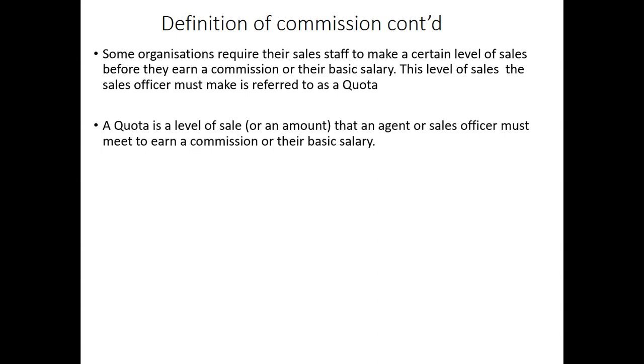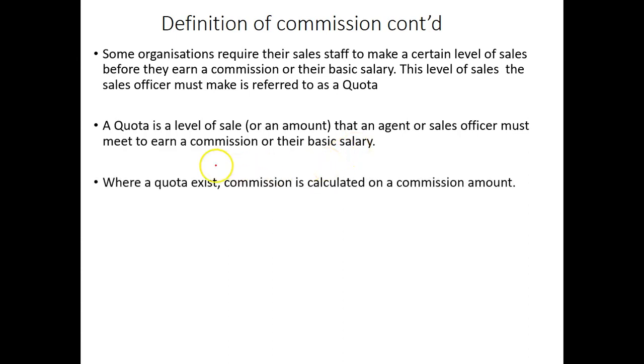You understand better. A quota is a level of sale or an amount that an agent or sales officer must meet to earn a commission or their basic salary. So where a quota exists, commission is calculated on the commission amount. I said earlier that you take the total sales minus the quota. When total sales was 350 minus quota 200, the excess, which was 150, is what we call the commission amount.